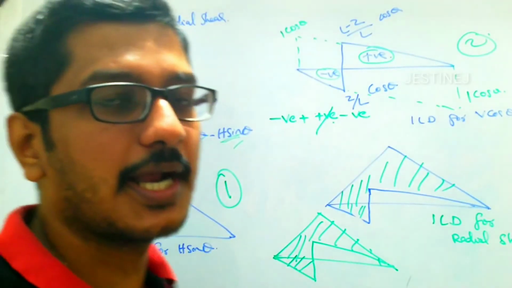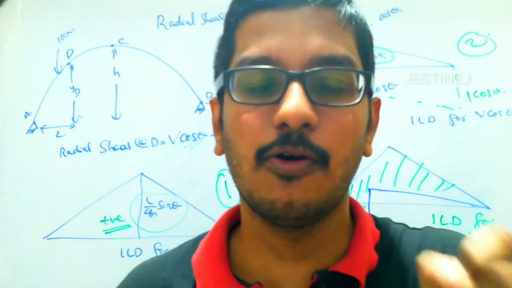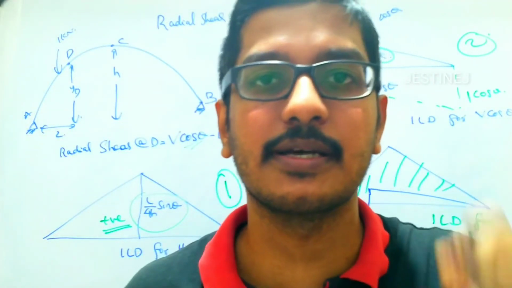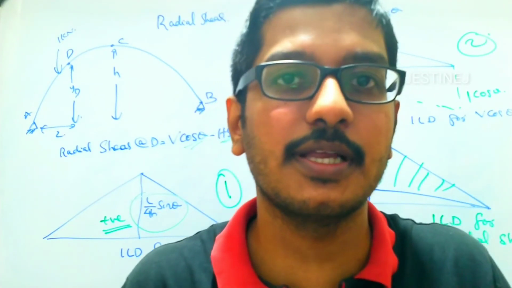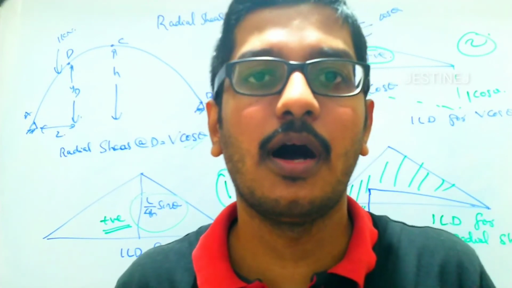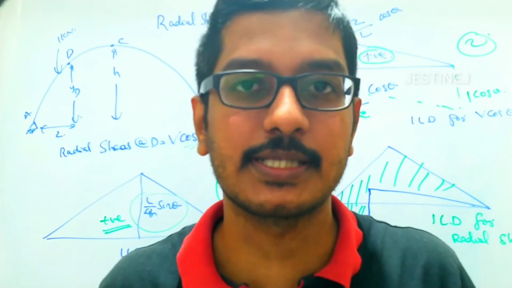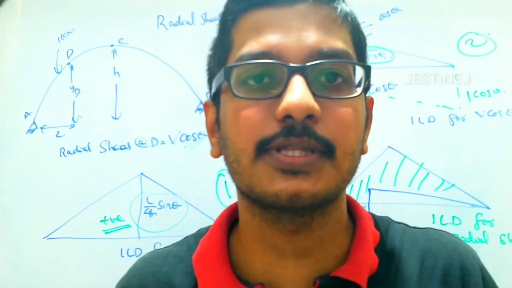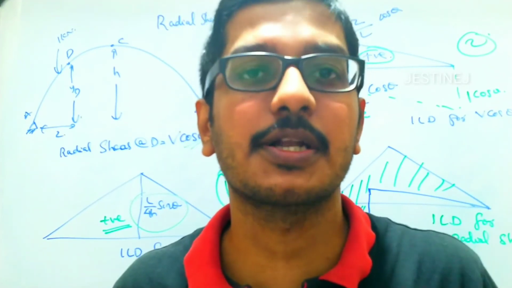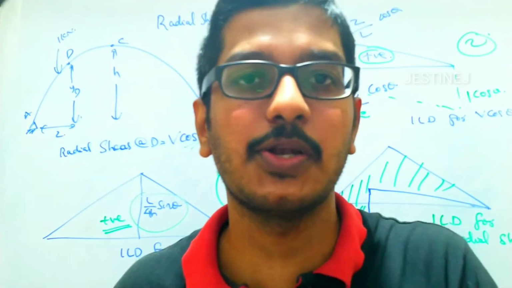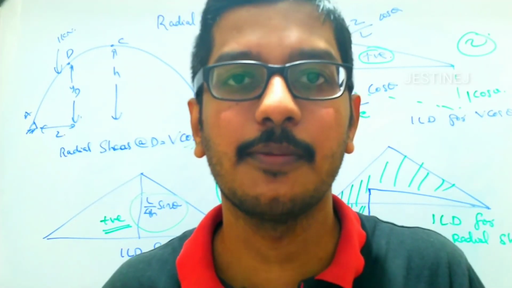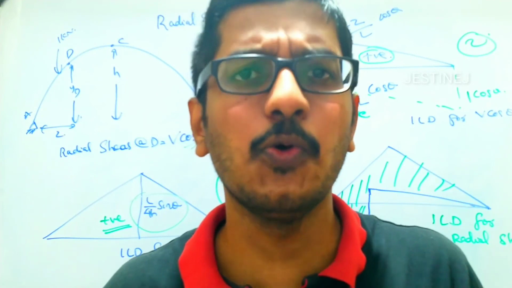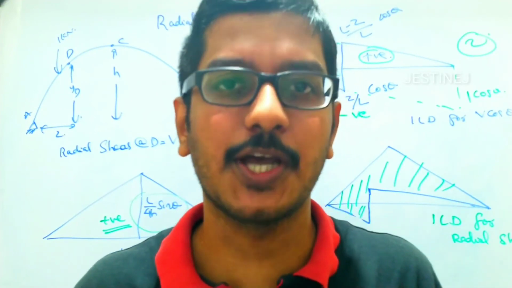So this is the case related with the bending moment, normal thrust and radial shear. We already studied how to draw the ILD for horizontal thrust in the previous lecture. So this is the section related with the ILD for arches when a unit load is traveling over the arch. With this we will wind up today's section. Thank you.